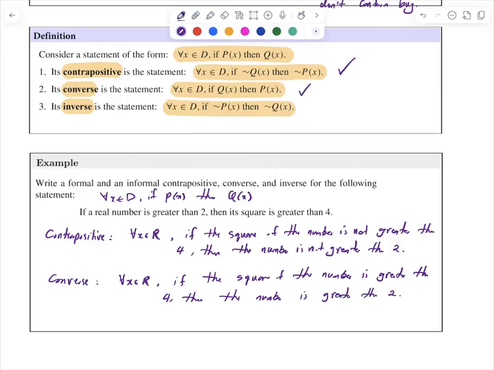Now let us take a look at the inverse. For the inverse, it's the negation of the hypothesis, then the negation of the conclusion. For any real number, if the number is not greater than 2, then its square is not greater than 4.